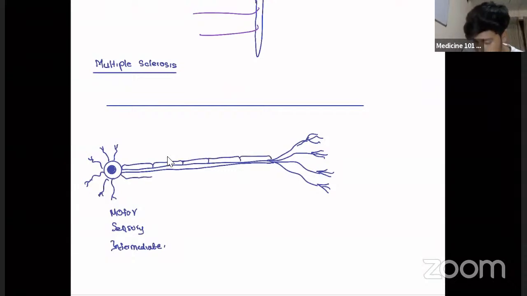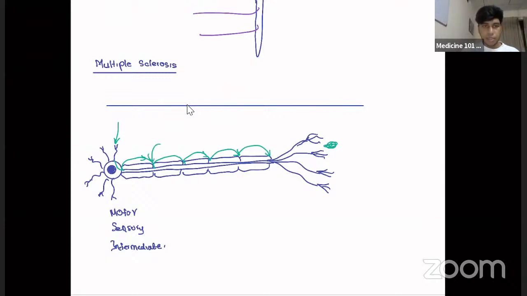Myelin sheath. Now, this is important because the myelin sheath is needed for something called saltatory conduction. So the signal will come from here. It has to travel to here. How it goes is, if it is myelinated, it jumps from these nodes. These are called the nodes of Ranvier. Okay. Now this is basic physiology, basic histology.